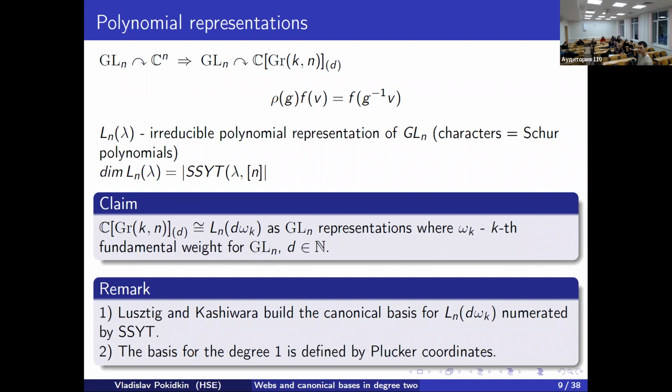When you are talking about irreducible polynomial representations of GLN, there should be two parameters. One is the SN and the other one is the degree of the polynomials. Why are these the same?